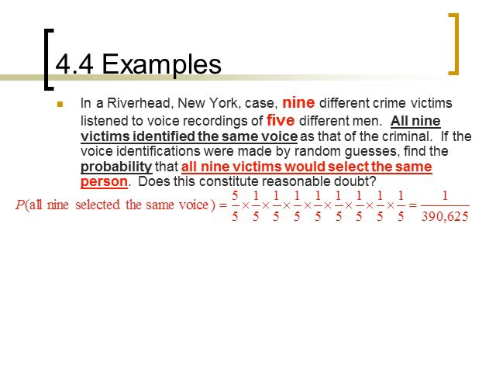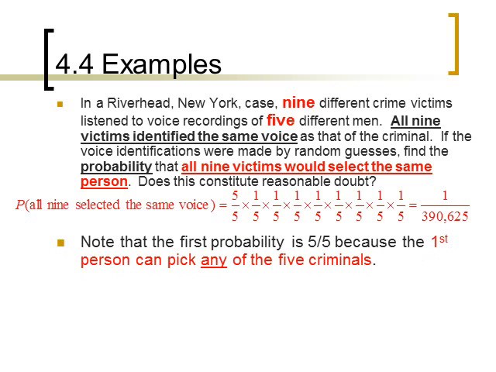When I do that, this is the decimal that I get, 0.000000256, meaning that is a very, very, very small probability that all the 9 victims would select the same person if they were randomly guessing.